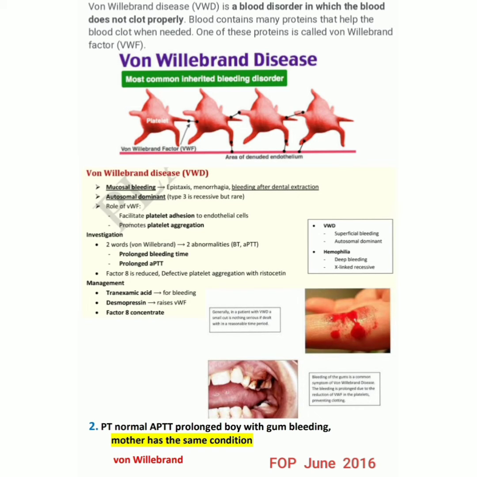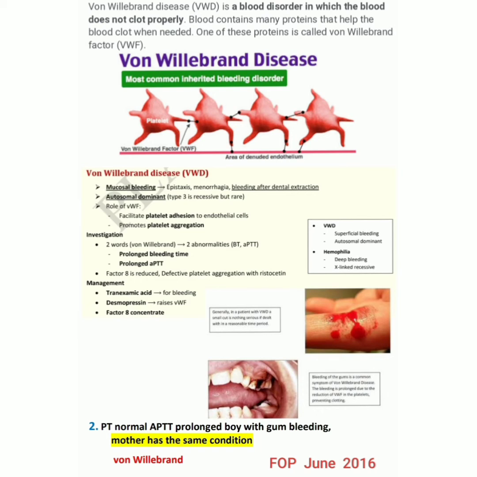Now about the clinical presentations. In VWD, there is mucosal bleeding, epistaxis, menorrhagia, and bleeding after dental extractions. It is an autosomal dominant condition. The role of von Willebrand factor is to facilitate platelet adhesion to the endothelial cells and promote platelet aggregation. So, deficiency of VWF causes defects of these functions.